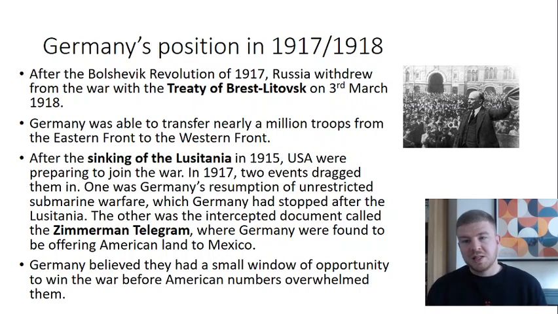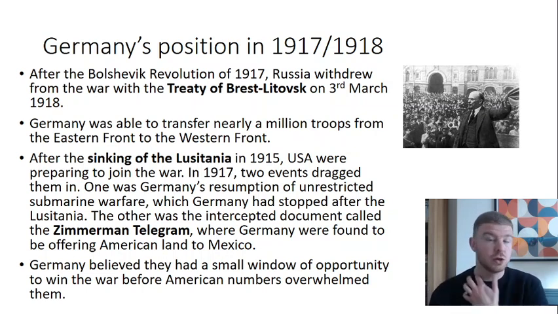So, Germany's position in 1917 into 1918, it starts with a real boost for the Germans. You've got a picture of Lenin on the right-hand side there, and after the Bolshevik Revolution of 1917, when the communists take charge and remove Tsar Nicholas from power, Russia decides to withdraw from the war. They signed something called the Treaty of Brest-Litovsk on the 3rd of March 1918. As a result, they have to give up huge amounts of land to the Germans, and most importantly for Germany, they are now able to close the Eastern Front. They can transfer nearly 1 million troops to the Western Front to really focus on defeating Britain and France.